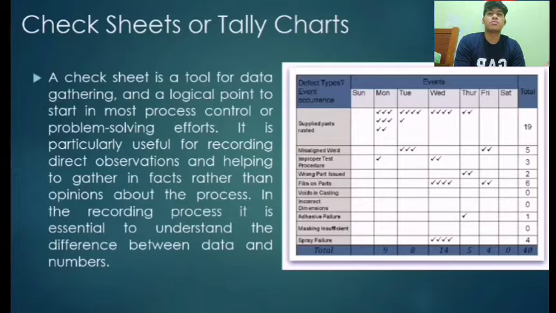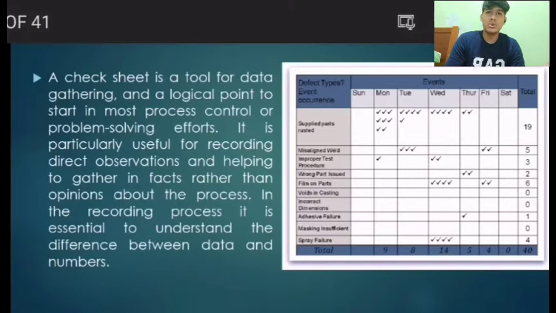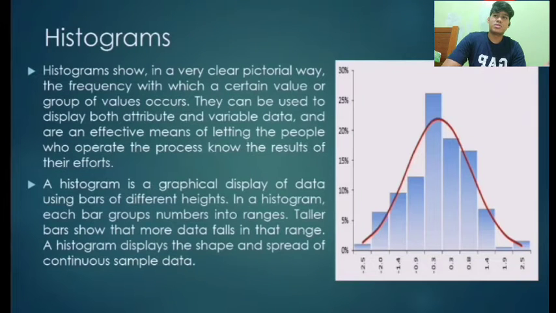So dito makita mo yung mga data ng medyo mas madali kapag siya ay medyo maraming option. Okay. So next we have the histograms. Histograms show in a very clear pictorial way the frequency with which a certain value or group of values occurs. So dito mas madali mo makita yung mga values. Mas madali mong i-compare kung ano yung tumaas or bumaba.